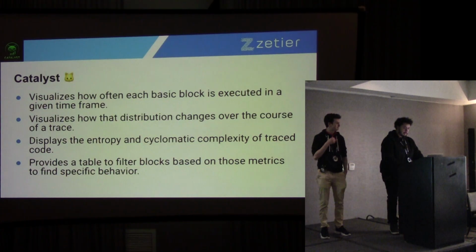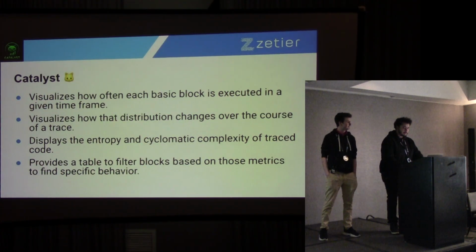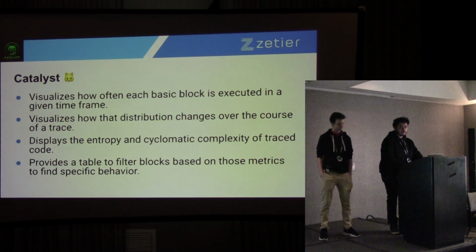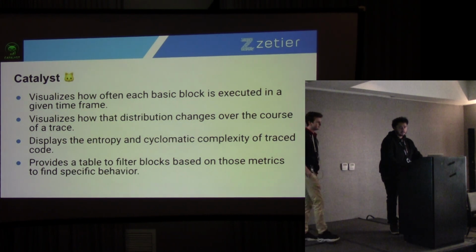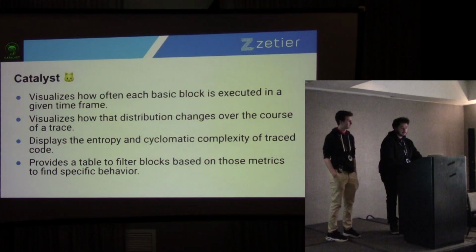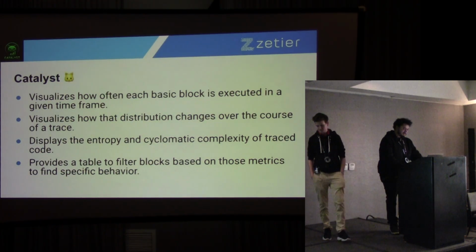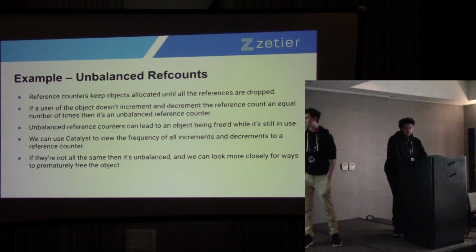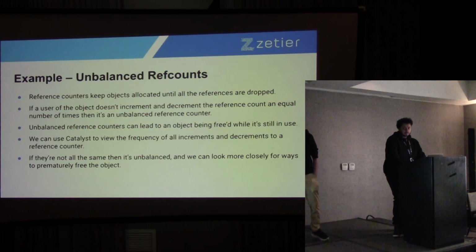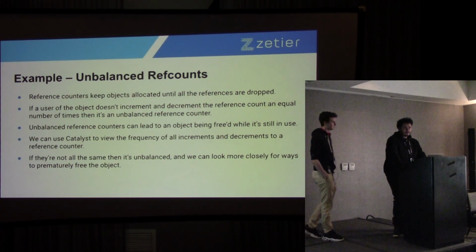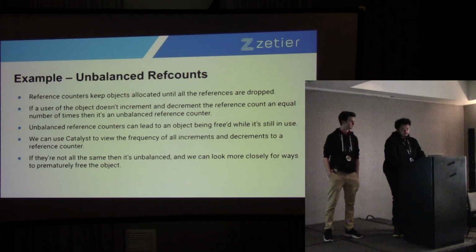So Catalyst does what Joe said. It visualizes these control flow traces. Specifically, you get some light statistical analysis in the form of a heat map and a table that you can filter each basic block by. I'm going to run through some examples really quickly of how we use Catalyst. It's going to be mostly VR centric because that's what we do. And then I'll cap it off with a demo.